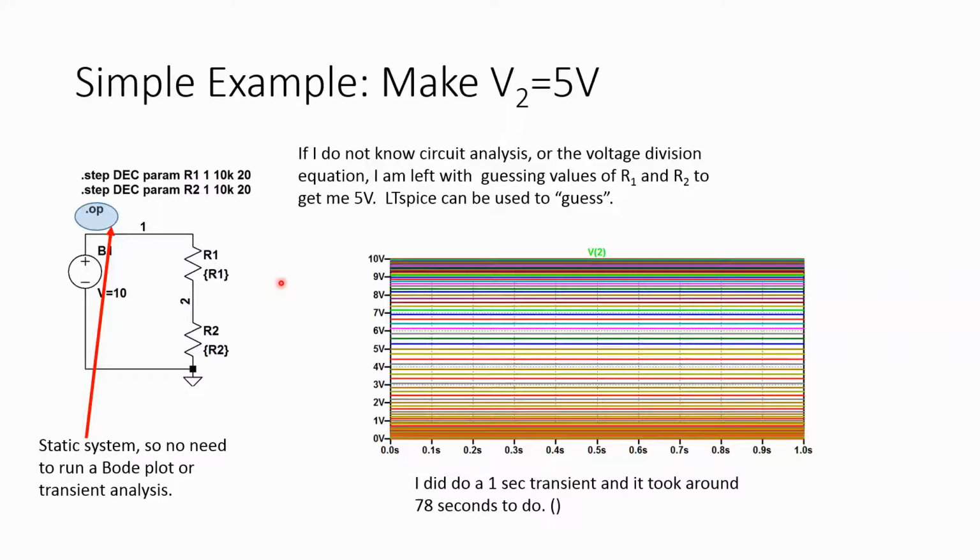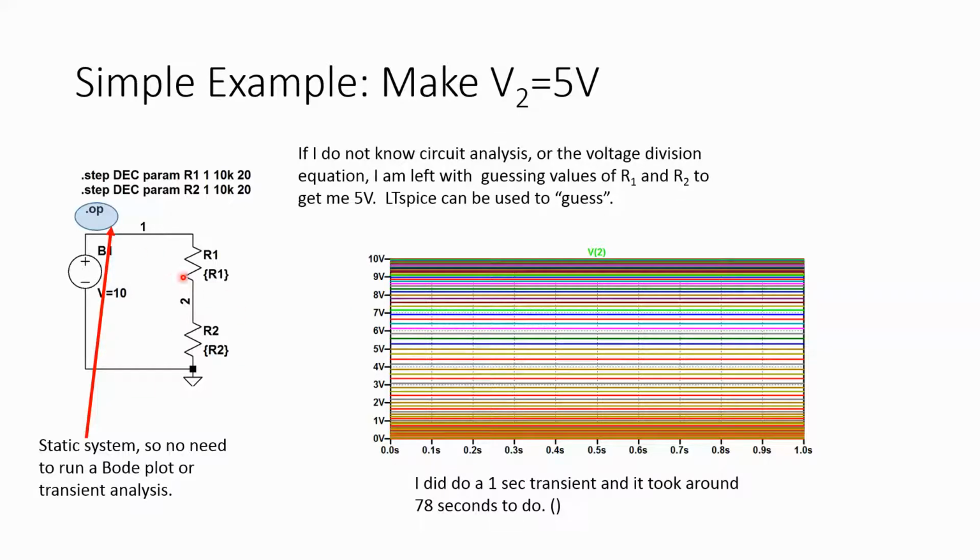Now, that's a whole lot of guessing, but even with what we've learned so far in 110, we can at least make the simulation run faster. This is a time domain simulation, and notice the voltages are constant. Because there are no capacitors or inductors or anything with memory, we can run it with a .op. I tried it with a 1 second transient, and I think it took like 78 seconds, and I actually think it took longer. And even when I'm done, I can't even analyze it.